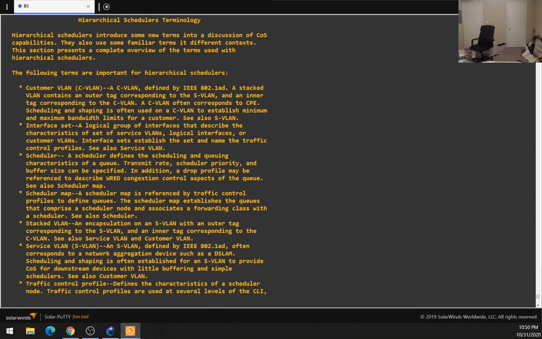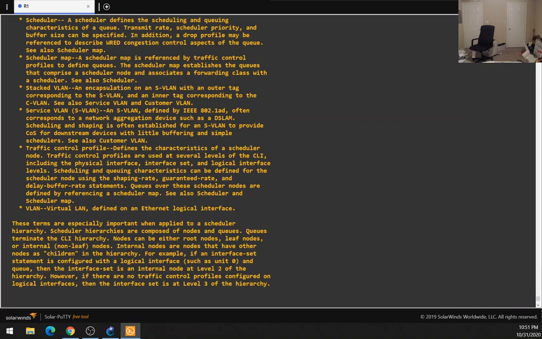Next term is interface set, a logical group of interfaces that describe the characteristics of a set of service VLANs, logical interfaces, or customer VLANs. The interface sets establish the set and name the traffic control profiles. See also service VLAN.